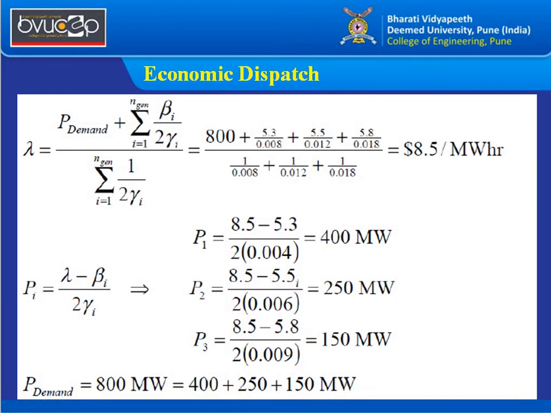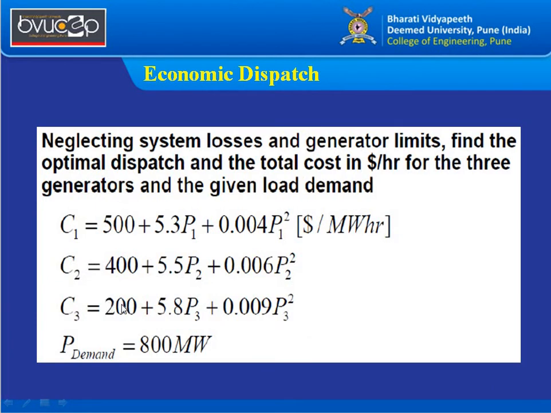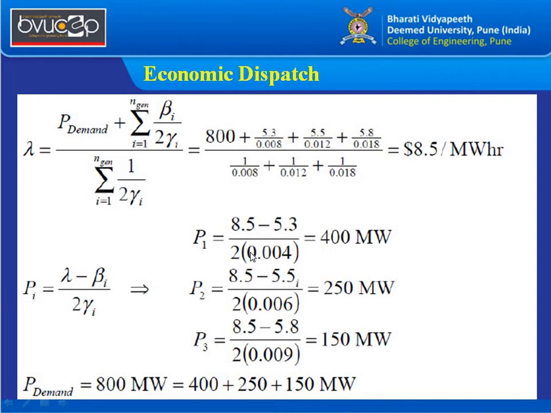Now we can use this multiplier for calculating all the power outputs for the three generating units. The formula is Pi, the respective generator power output, equal to lambda, the Lagrange's multiplier, minus beta I upon 2 gamma I. Note that whatever the constant term from the quadratic equation is, we are neglecting it, or not using it in the calculation. We only require beta and gamma, which are going to be helpful in the calculation.